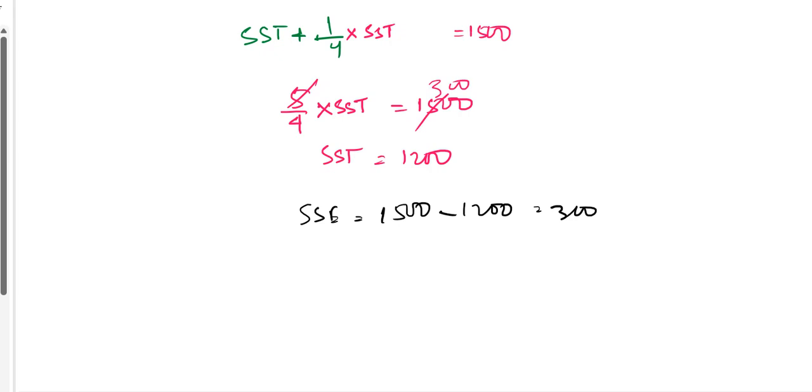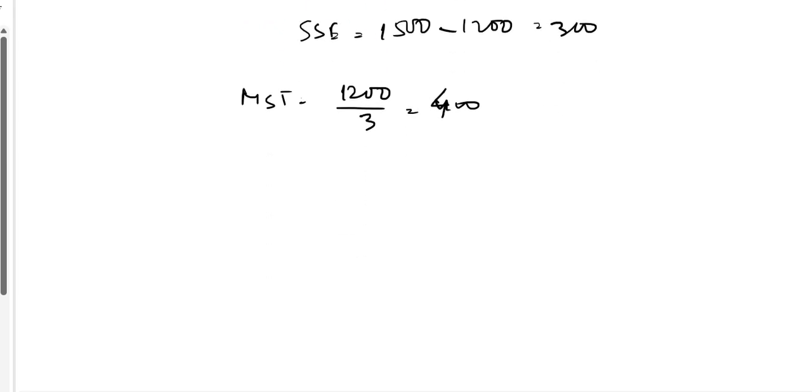Okay, so now we can calculate the MST and MSE also. Mean sum square for treatments, MST, that is 1200 by 3, that is 400. After that we will calculate the value of MSE also. MSE, that is 300 by 60, that means the value will be 5.